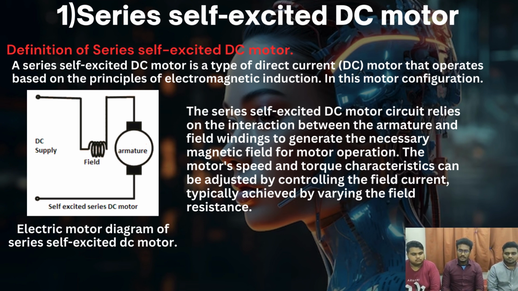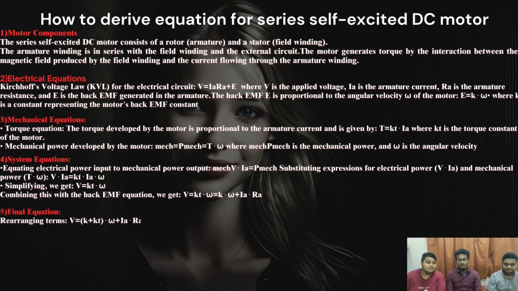The motor speed and torque characteristics can be adjusted by controlling the field current, typically achieved by varying the field resistance. This is the electric motor diagram of series. So, how to derive equations for series self-excited DC motor? First is motor components.